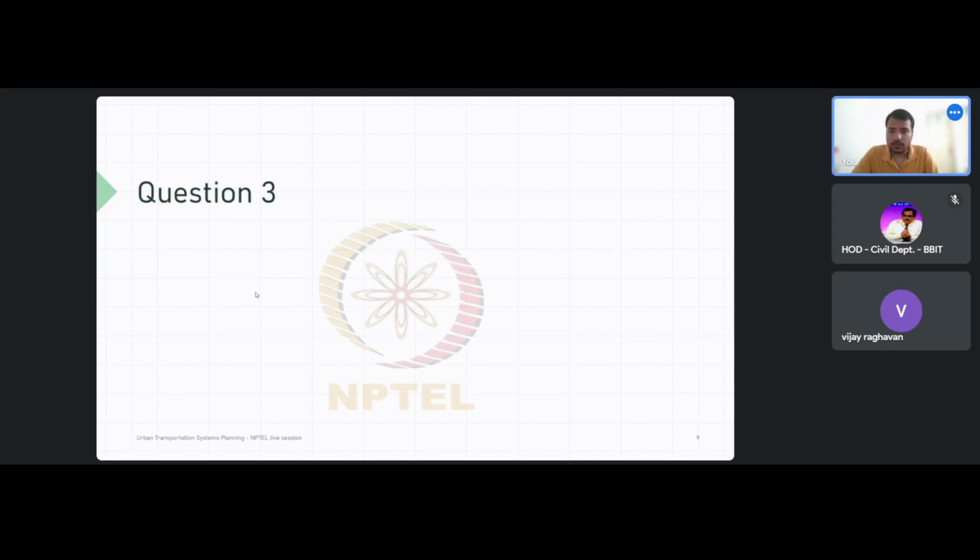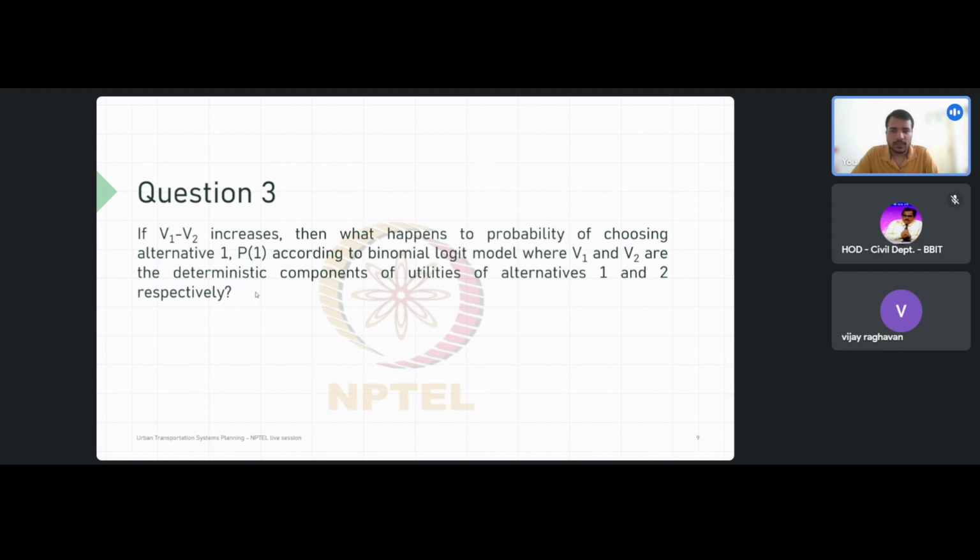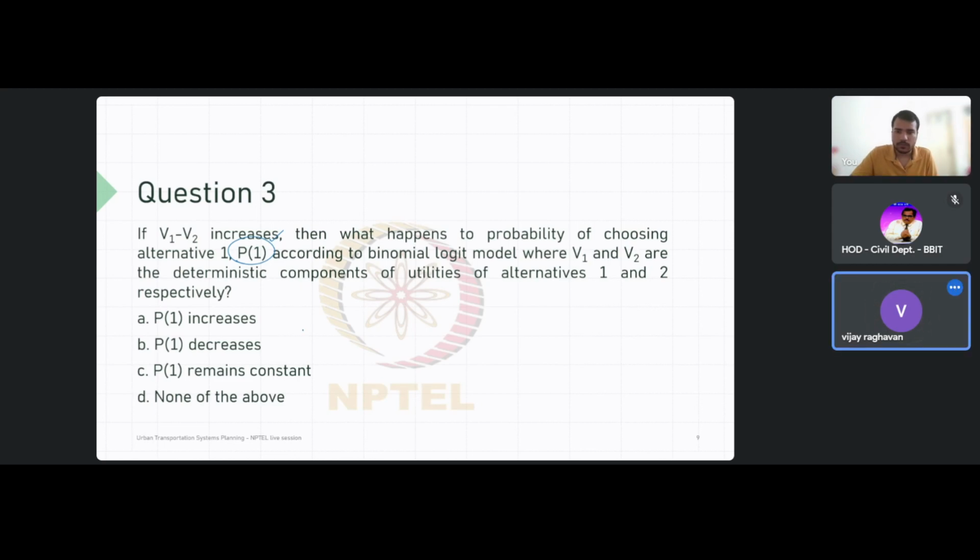Moving on to question 3. If V1 minus V2 increases, then what happens to the probability of choosing alternative 1 according to the binomial logit model, where V1 and V2 are the deterministic components of utilities of alternatives 1 and 2 respectively? So we have 4 choices. What we are saying is the difference of utility is increasing. So what will happen to the probability of choosing alternative 1, that is P1? What will be the effect? There are 4 options. Option A, P1 will increase; option B, P1 will decrease; option C, P1 will remain constant; or none of them. You can try this and let me know the answer.